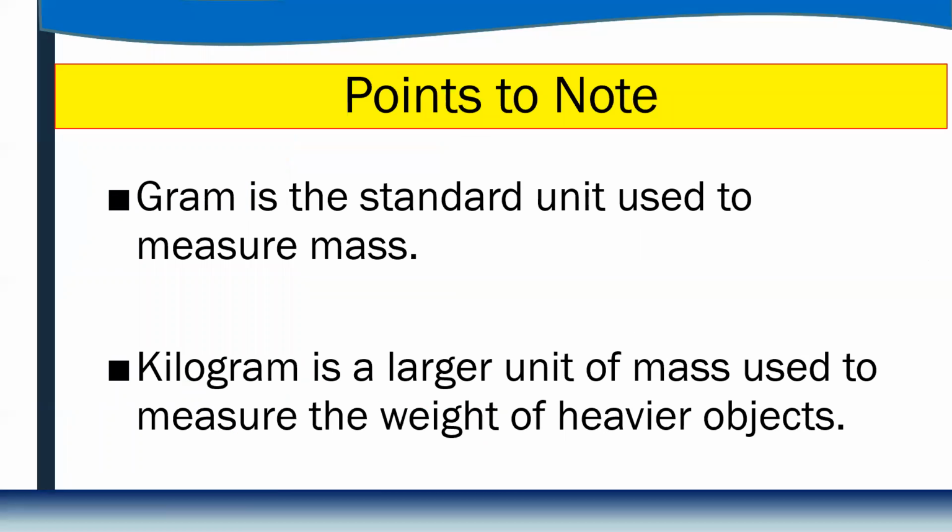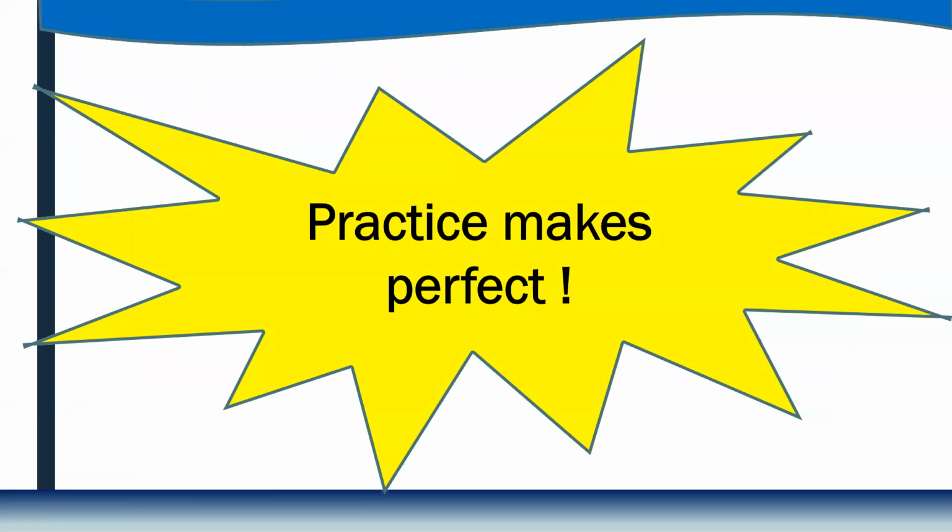Now here are 2 points to note from the activities that we have done so far. Gram is the standard unit used to measure mass. Kilogram is a larger unit of mass used to measure the weight of heavier objects. Okay, boys and girls, now that you know how to measure how much an object weighs, it's time to practice.